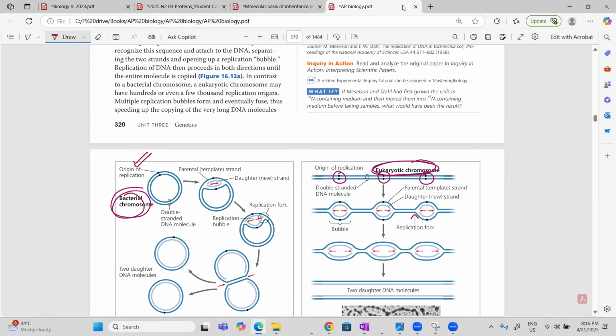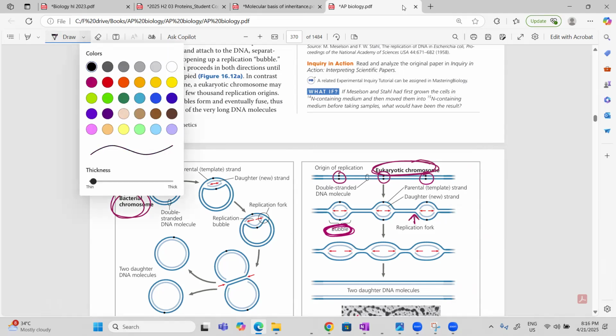Now, the origin is a site from where the replication will start. It means DNA will go for unwinding from here. And when it unwinds, it makes a bubble-like structure. This is known as the replication bubble. And this point is known as the replication fork.